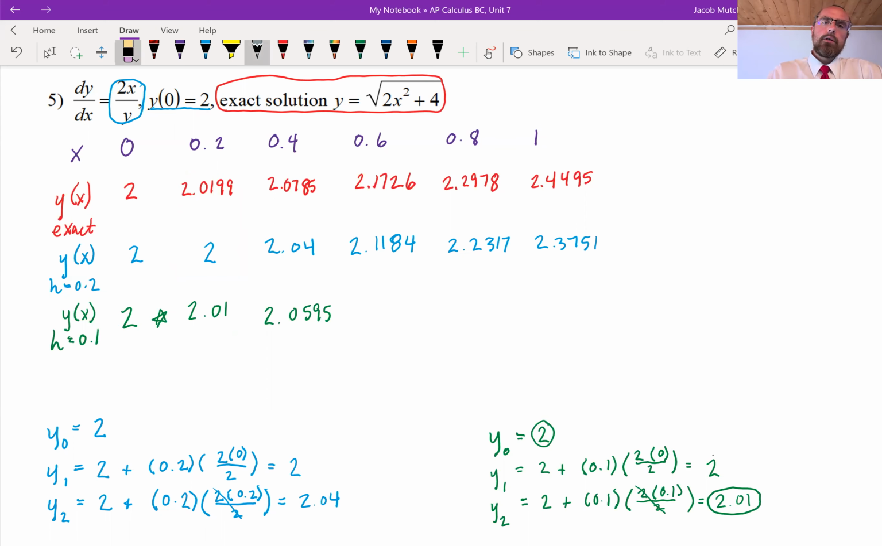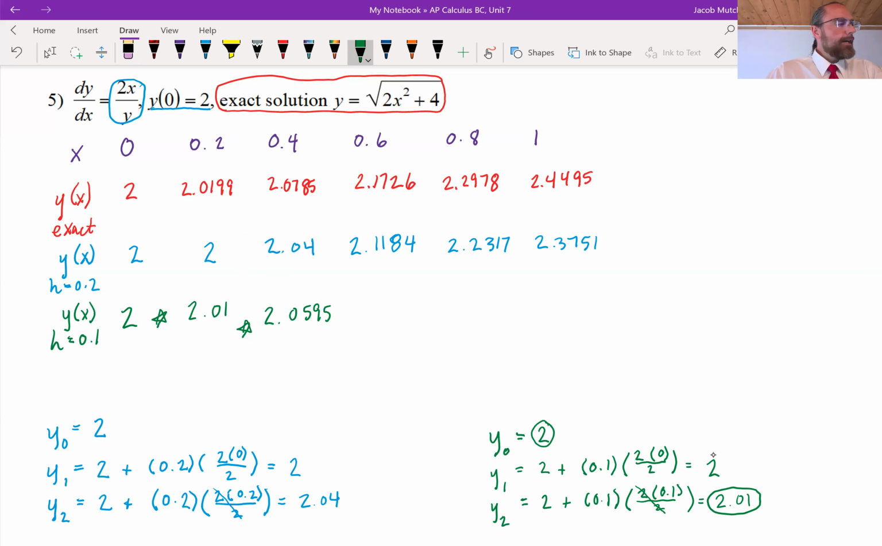So I'm going to look at the next group of values. So when x is 0.4, and again, I'm seeing the same case. My exact value is 2.0785. When step value is 0.2, it's 2.04. When step value is 0.1, it's 2.0595. Still, my green value is closer, the one that we generated using a smaller step value. Let's see if that persists as a pattern here.